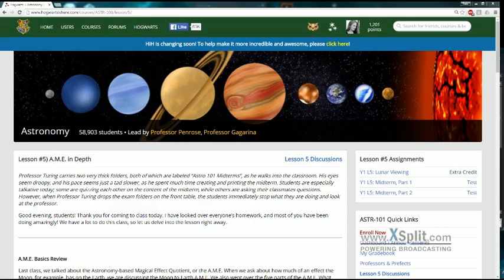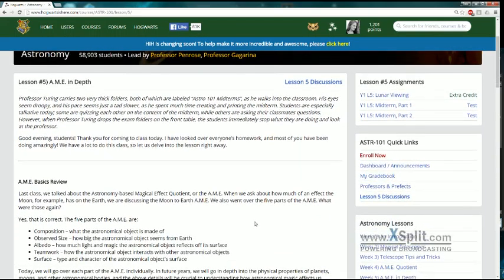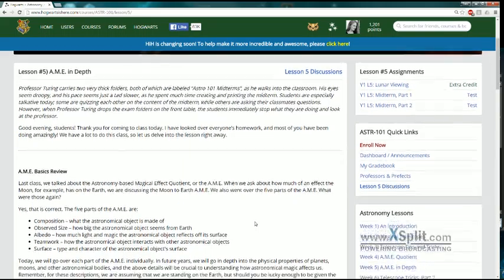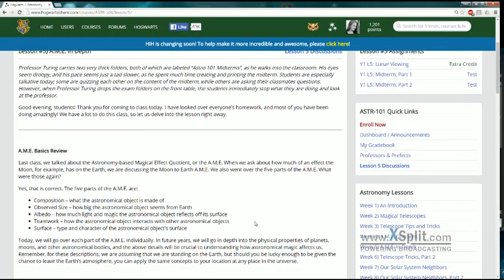Professor Turing carries two very thick folders, both of which are labeled Astro 101 midterms, as he walks into the classroom. His eyes seem droopy and his pace seems just a tad slower as he spent much time creating and printing the midterm. Students are especially talkative today, as some are quizzing each other on the content of the midterm, while others are asking their classmates questions. However, when Professor Turing drops the exam folders on the front table, the students immediately stop what they are doing and look at the professor.